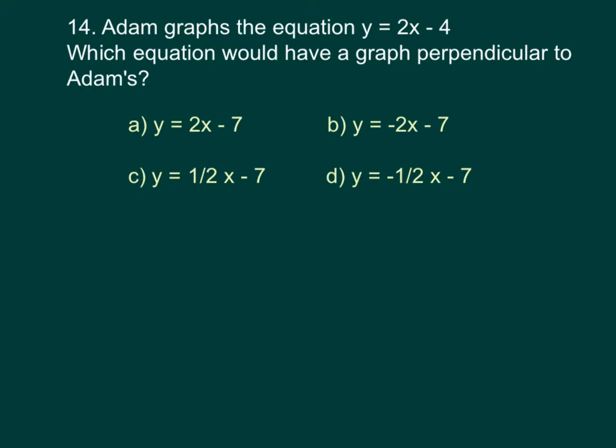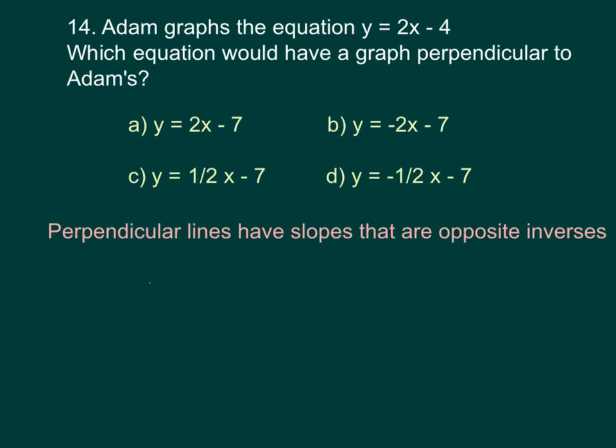Now we could definitely go and graph all of these and figure out which one is perpendicular, but if we remember, two lines that are perpendicular have slopes that are opposite inverse. So we can find the slope of Adam's graph by looking at the slope-intercept form of this line. The slope of Adam's graph is 2. The opposite inverse of 2 is negative 1/2.